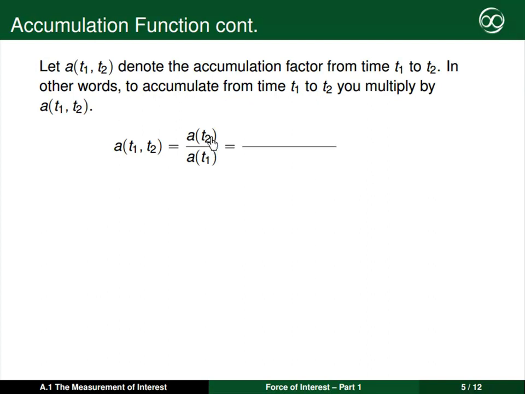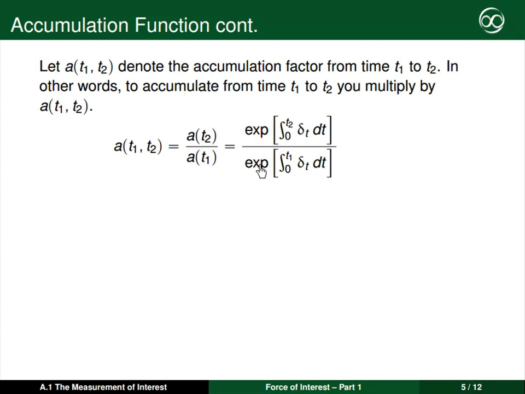Let's start with the numerator. I want to accumulate money from time 0 to time t2. So I add up the force of interest from time 0 to time t2 and take the exponential. And for the denominator, I want to accumulate money from time 0 to time t1, so I add up the force of interest from time 0 to time t1 and take the exponential.